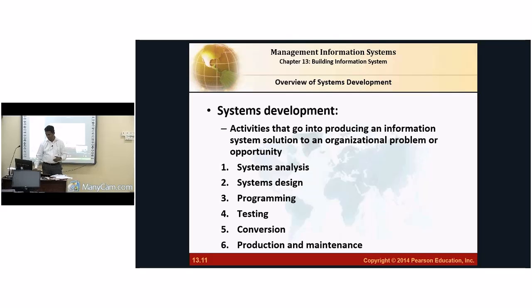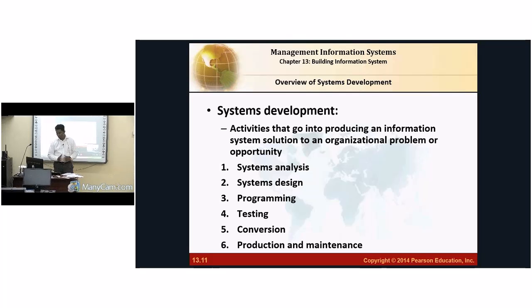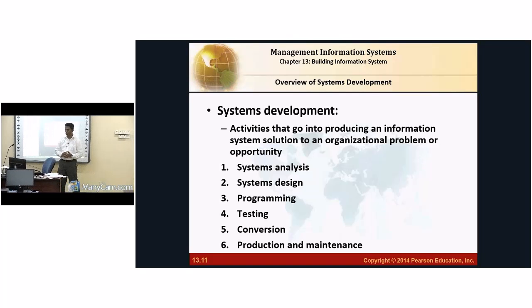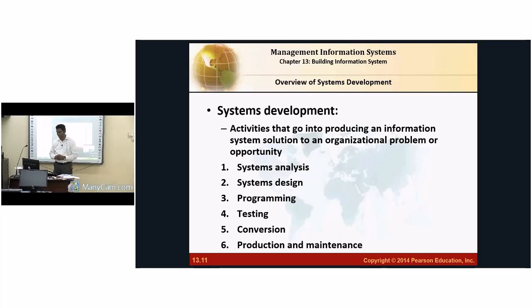So once you have gone through that, you come to systems development, right? Systems development is the activities that go into producing an information system solution to an organizational problem or opportunity. So with systems development, we have phases: system analysis, system design, programming, testing, conversion, and production and maintenance, right?